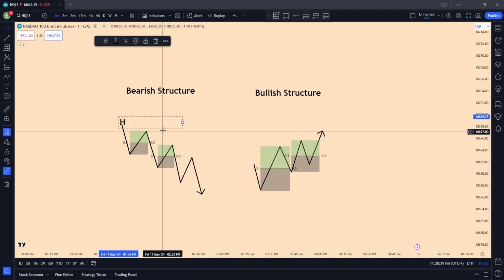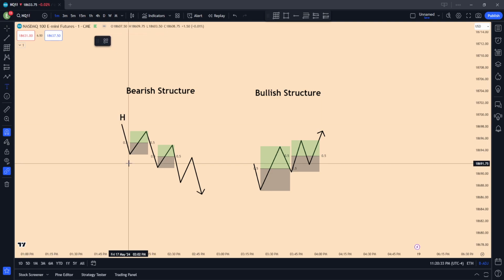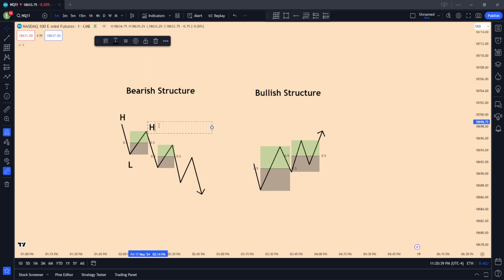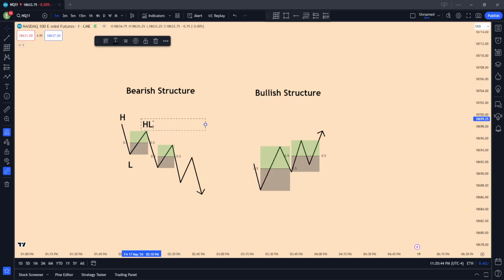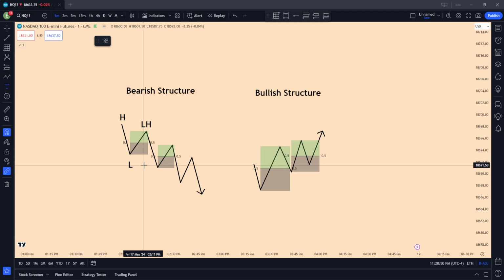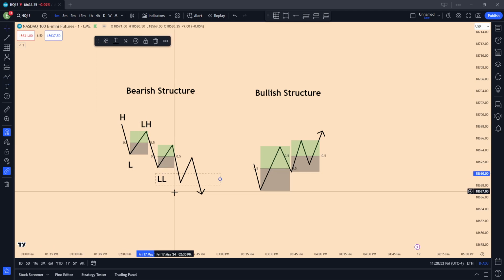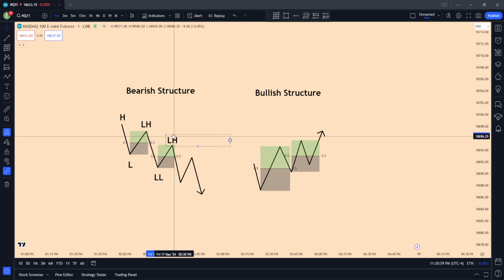So we have a high. Okay, this is a high. And then we have a low. And then we have a lower high. Apologies. We have a lower high. And then over here we have a lower low. And then you have another lower high. Okay?